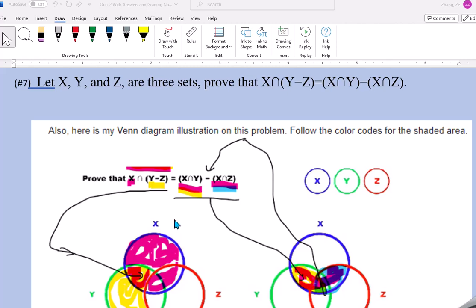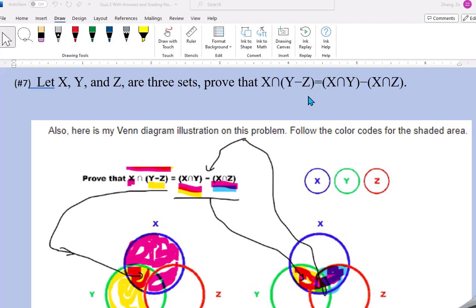Let's solve this set theory problem, prove this relation. X, Y, Z are sets, and X intersection with (Y minus Z) equals (X intersection with Y) minus (X intersection with Z). So we just have to prove that this holds.